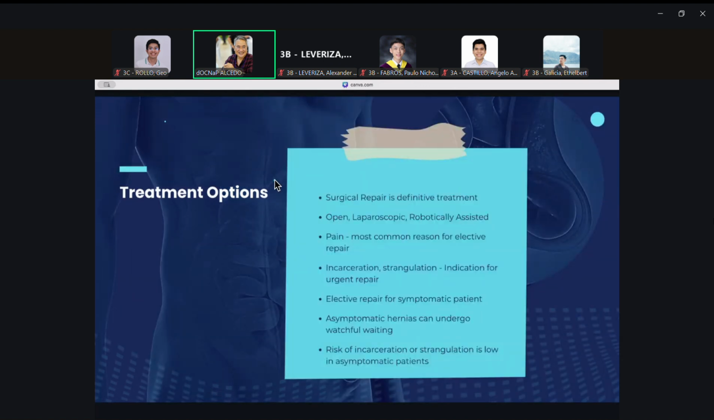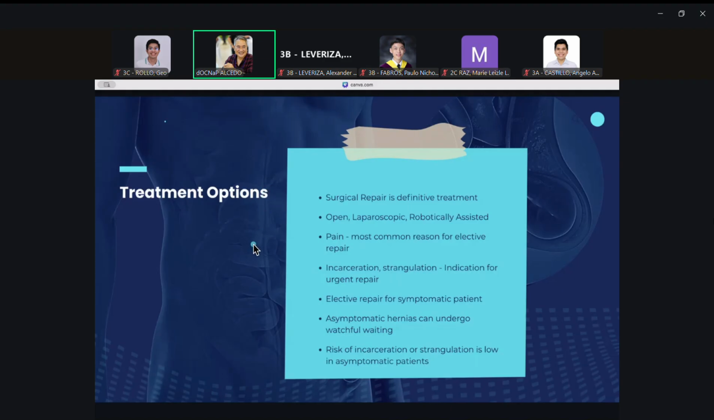So treatment options, surgical repair is the definitive treatment. Resorting to the use of trusses or supporters would definitely not take care of the hernia problem. It might offer slight relief to the patient because it can sometimes help the patient maintain the hernia in a reduced state, but it will not solve the defect. Okay? So again, you advise the patient to undergo surgery using either the open or the minimally invasive approach.